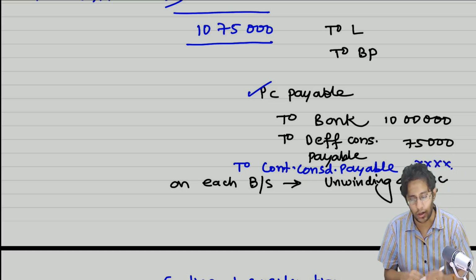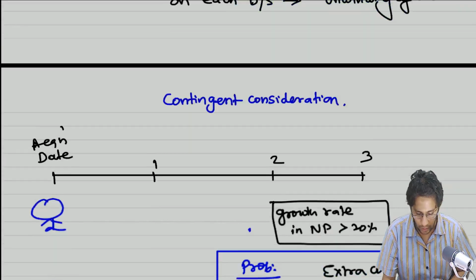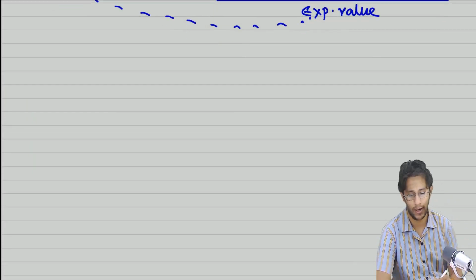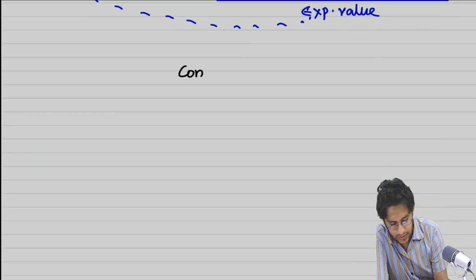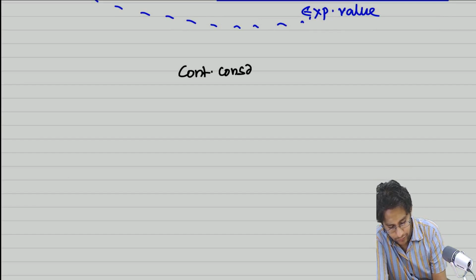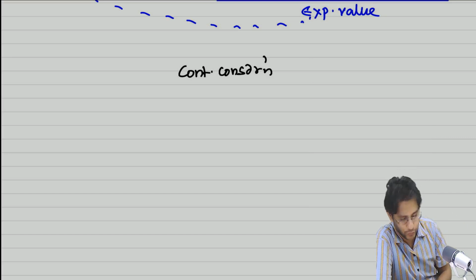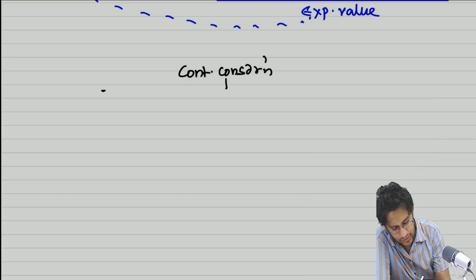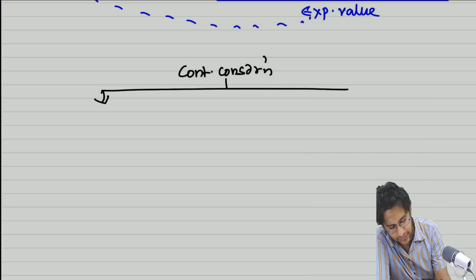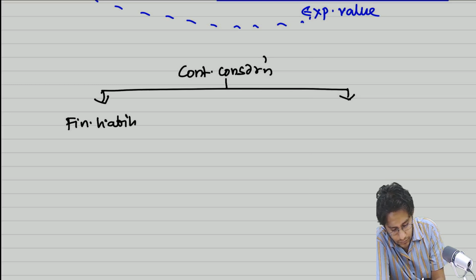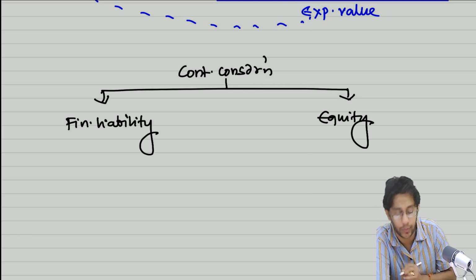That's it. So, on every balance sheet date, what will happen? Now, for that, you need to know something else as well. This contingent consideration, whatever you have to pay or promise to pay if a particular condition is satisfied in future, you have to check whether it satisfies the definition of a financial liability or whether it satisfies the definition of equity.